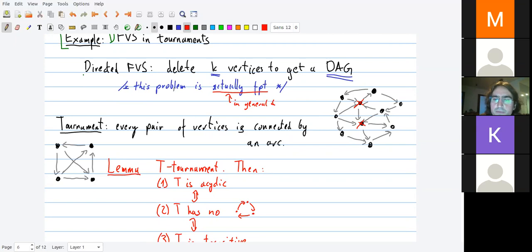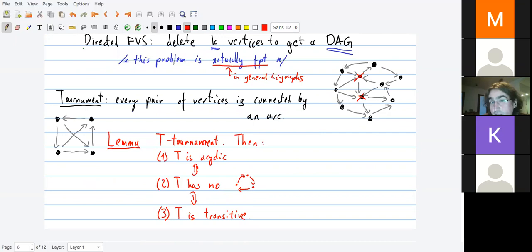And we will probably see this algorithm in maybe a month. We will need more tools to prove it. But we will now show an algorithm, an efficient FPT algorithm for the case of tournaments. And a tournament is simply a directed graph where between every pair of vertices I have an edge, an arc directed this way or that way.